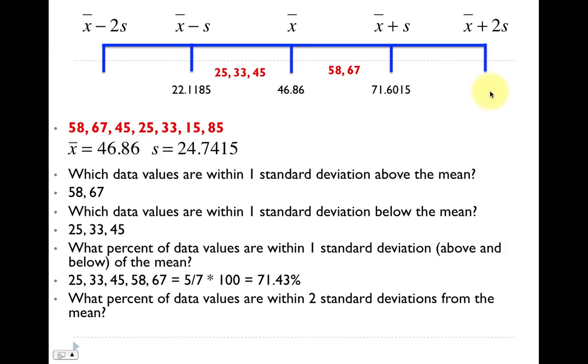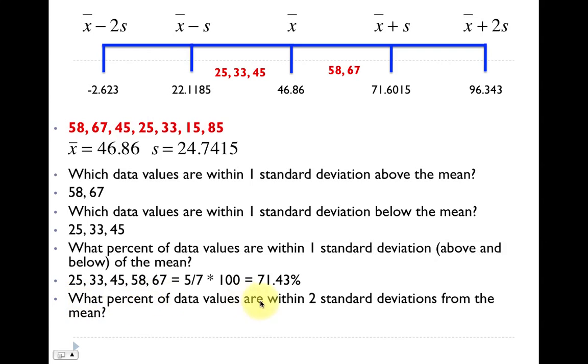So if you do that, you get negative 2.623 and 96.343. So again, you can take 22.1185 and subtract 24.7415. That will give you -2.623. Taking 71.6015 and adding 24.7415, you'll get 96.343. Now that's the same as taking the mean and adding two standard deviations, and taking the mean and subtracting two standard deviations.